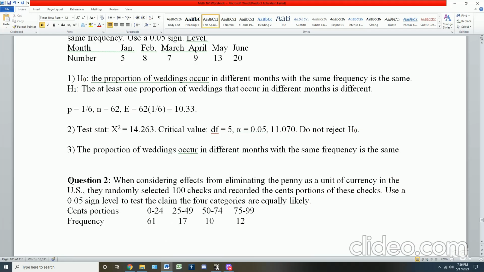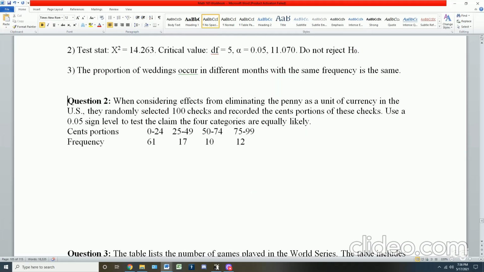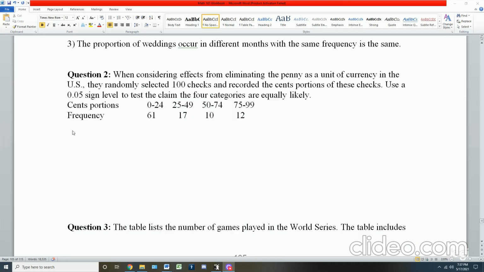So let's try the next one. Question 2 says, when considering effects from eliminating the penny as a unit of currency in the U.S., they randomly selected 100 checks and recorded the cents portions of these checks. Use a 0.05 significance level to test the claim that the 4 categories are equally likely. Okay.